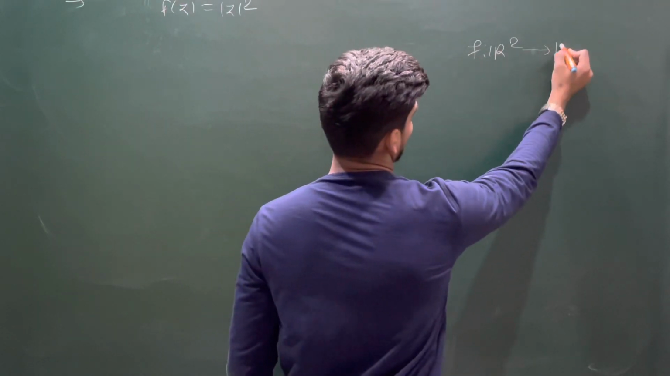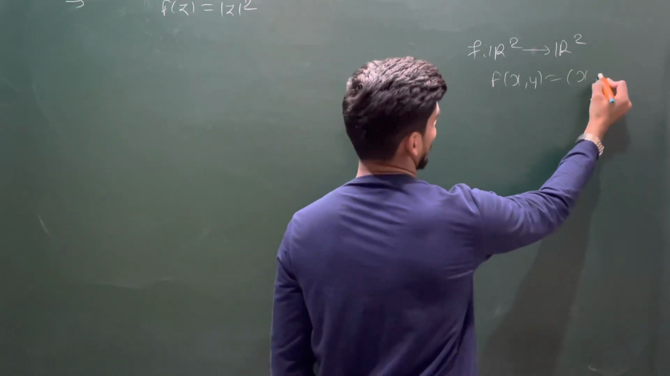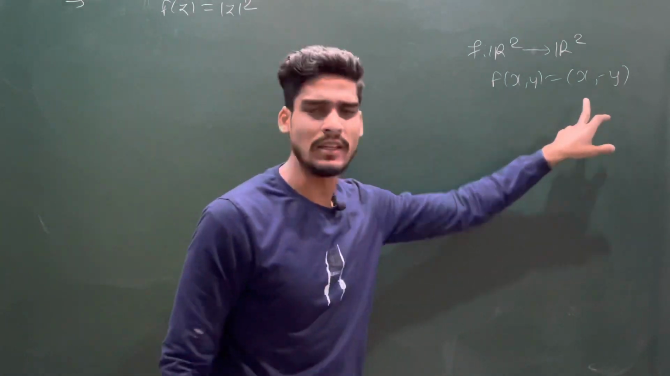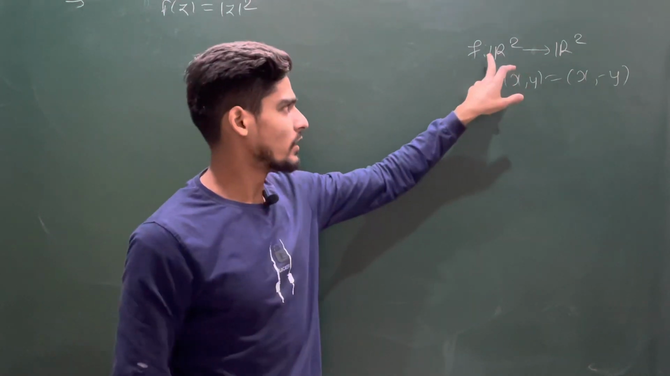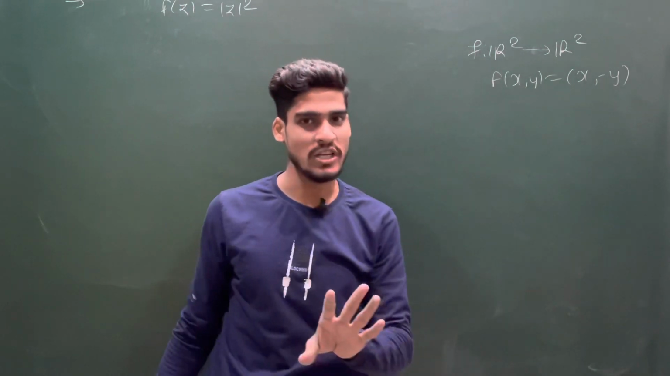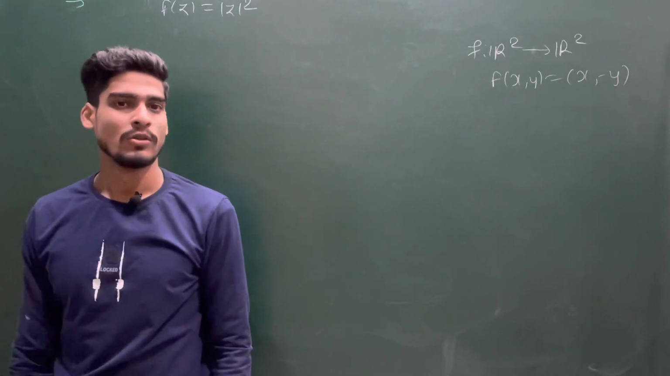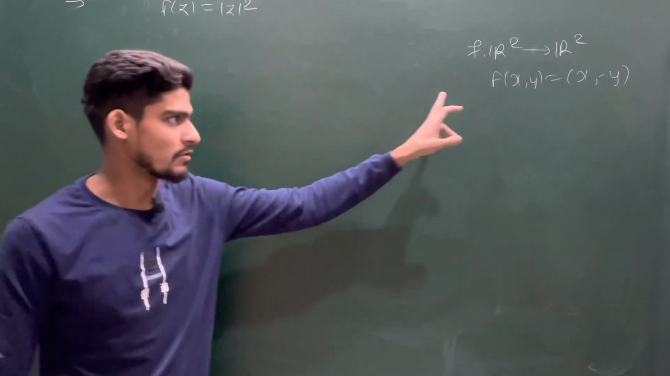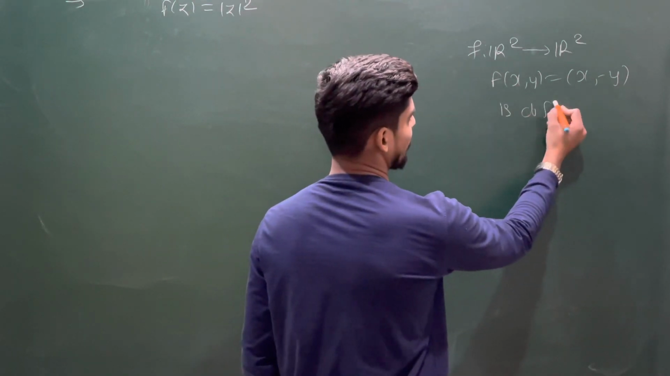If you define this function from R2 to R2, f at x comma y is going to x comma minus y, whether this function is differentiable or not, you have studied functions of several variables. This function is differentiable if and only if each coordinate function is differentiable. But you observe each coordinate function is a polynomial. So this function is infinitely many times differentiable. There should be no doubt in this. So this is differentiable.